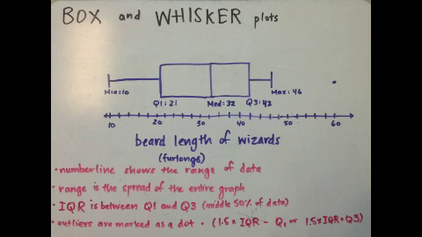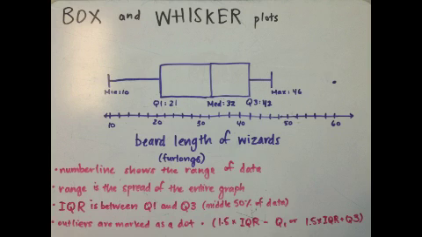Any outliers are represented as a dot. The range of a box and whisker plot is the entire spread of the graph. The interquartile range, or middle 50% of the data, is between quartiles 1 and 3.